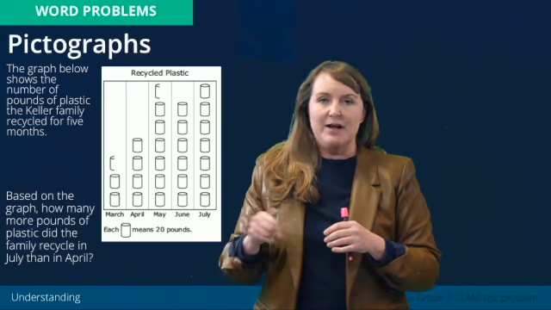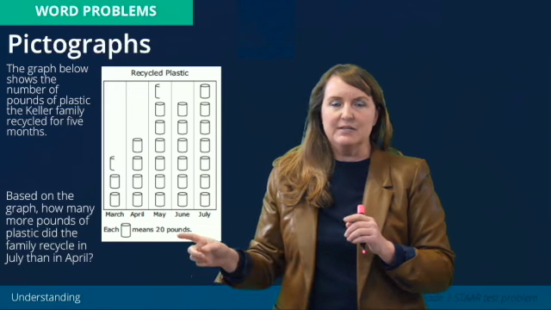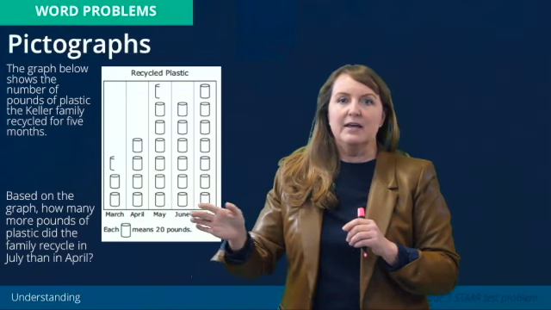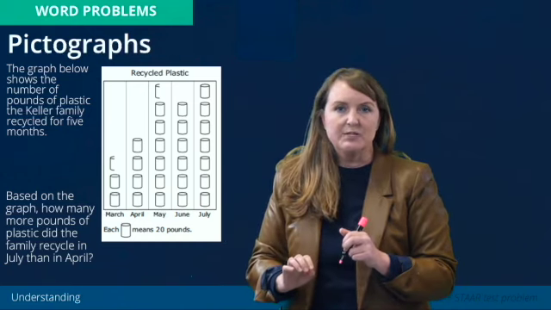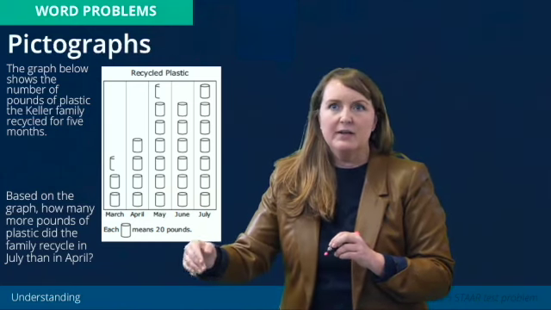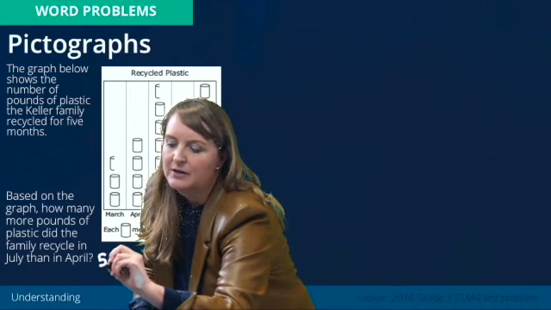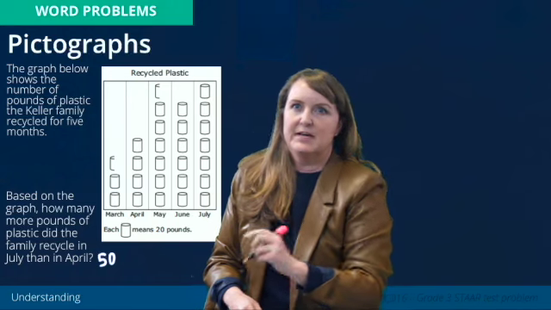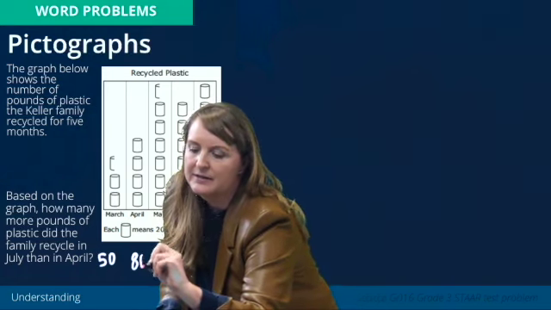Now, when we have graphs and word problems, one thing that's helpful to do straight away is look at this key and go ahead and label this graph. So this key says that each cylinder means 20 pounds. So I'm going to go ahead and label March. That means that March, I'll write it right here, would represent 50 pounds of recycling. April would represent 80, so I'll write that right there.